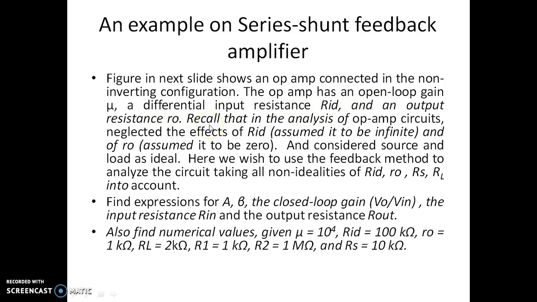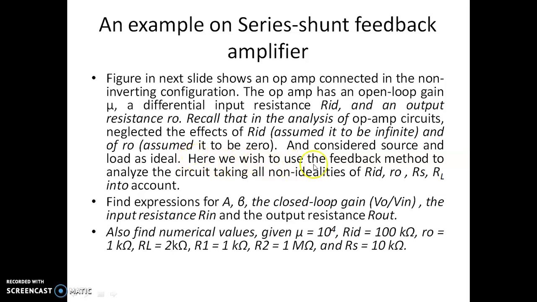Of course, so far we have analyzed all these equations using the ideal op-amp circuit, that is, we neglected the value of RID, that is, we assumed it to be infinity, and we assumed the value of R0 to be 0. So this is how we started deriving the equations, and also we didn't consider any source and load resistance while deriving the equations of AF, that is closed loop gain, the input impedance, and output impedance with feedback. So we considered all of them as ideal parameters. Now they're not ideal.